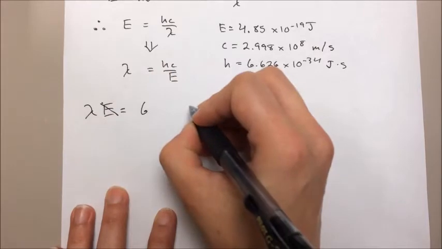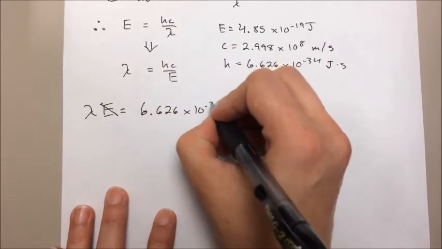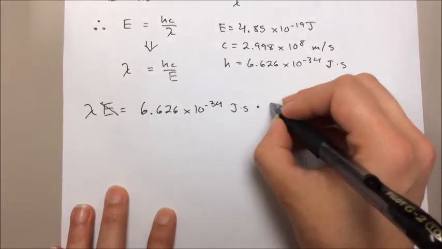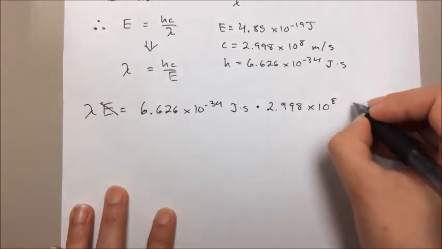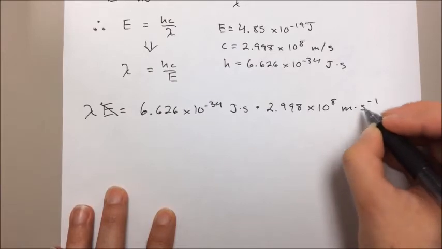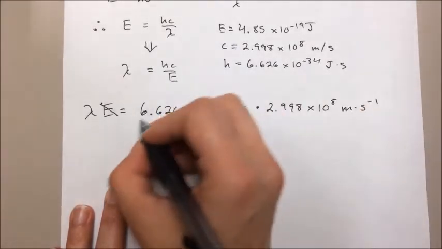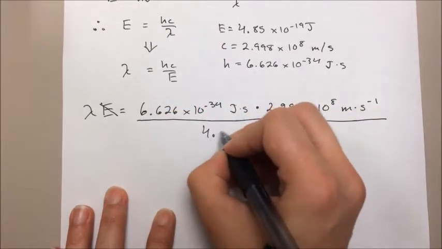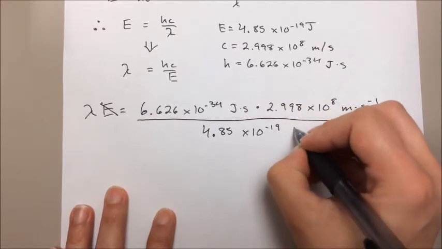Lambda equals 6.626 times 10 to the minus 34th joule seconds times 2.998 times 10 to the 8th meters times inverse seconds. This is just a way to say 1 over seconds. So this is meters per second. All of that is going to be over 4.85 times 10 to the minus 19th joules.